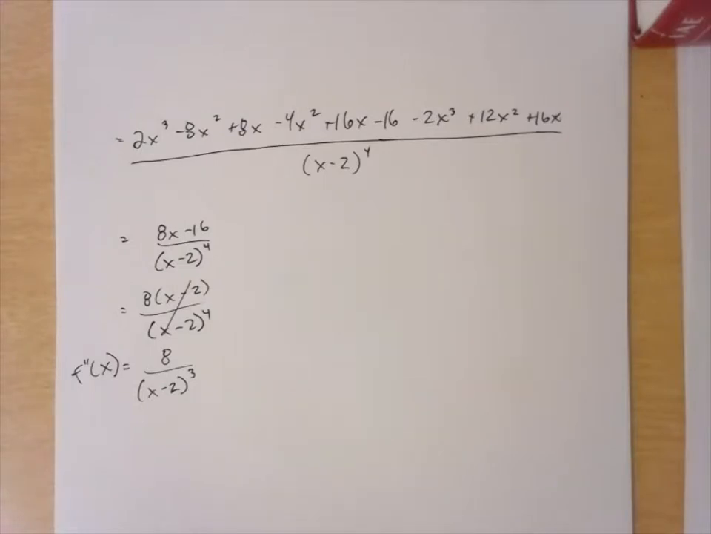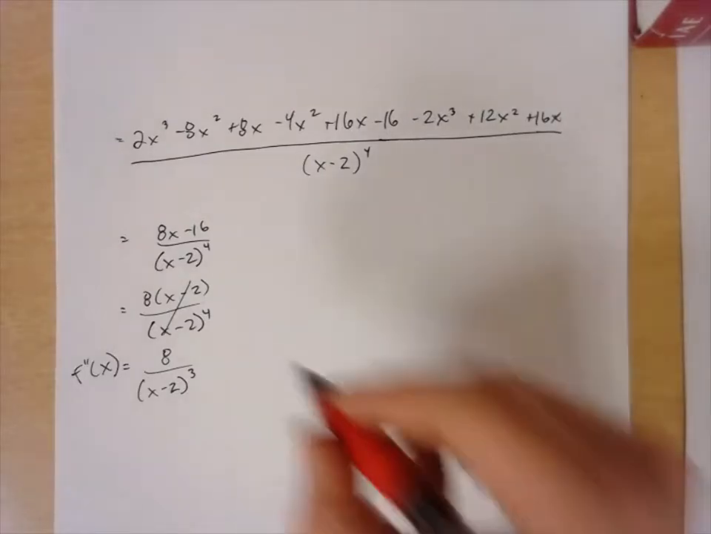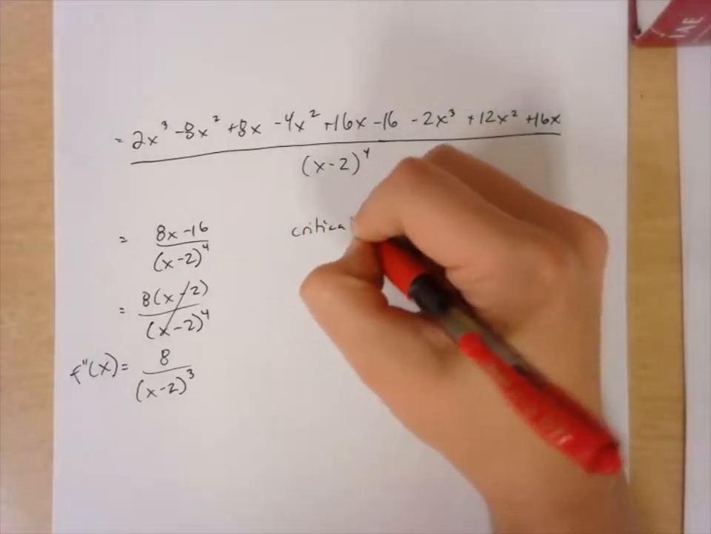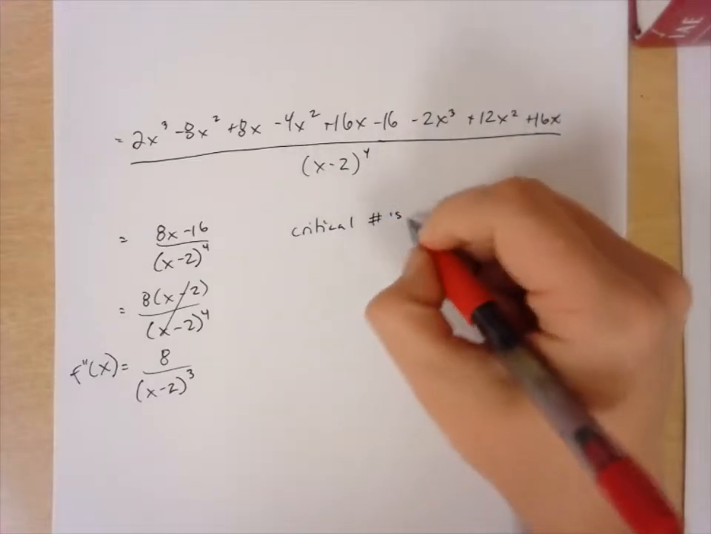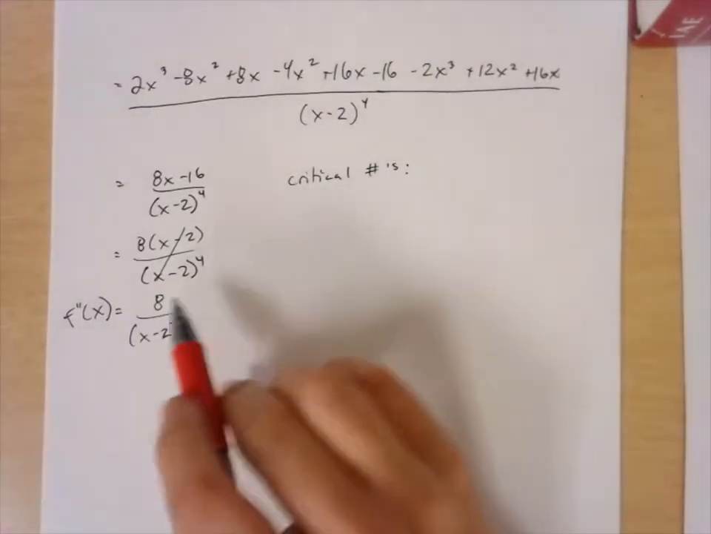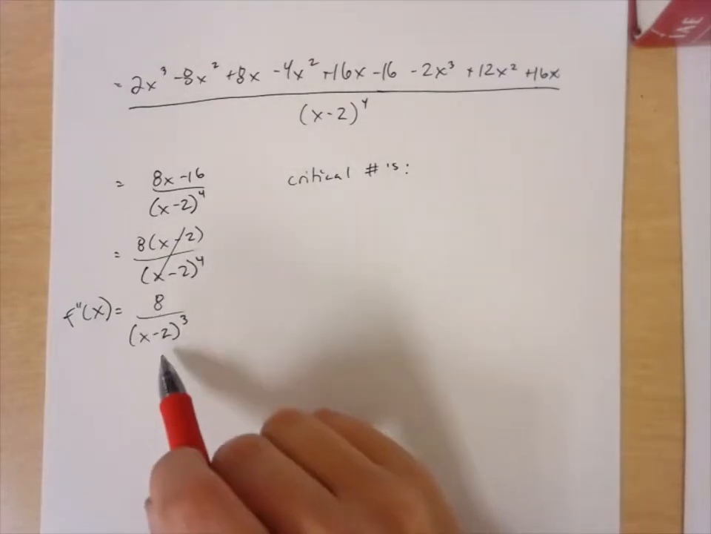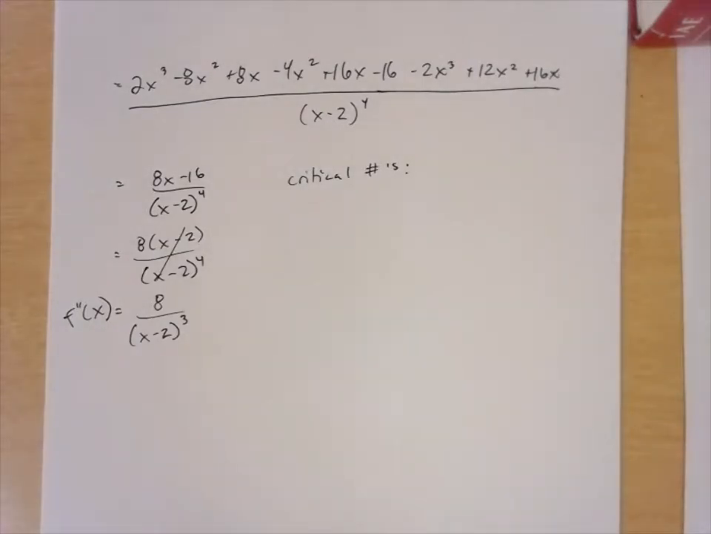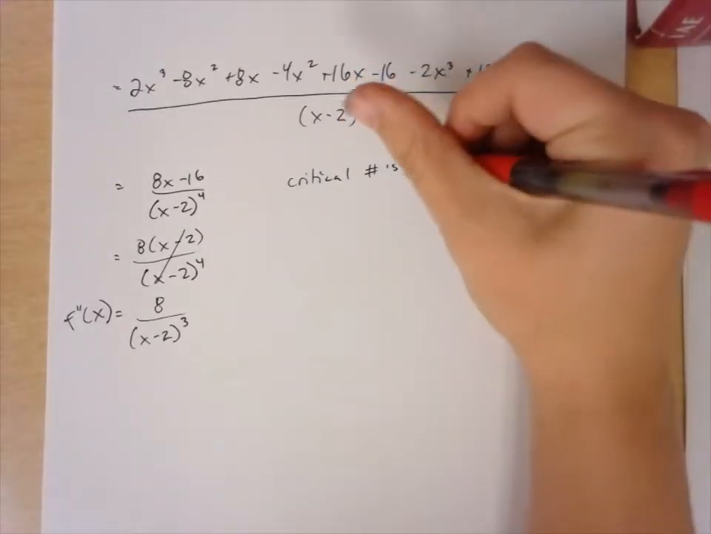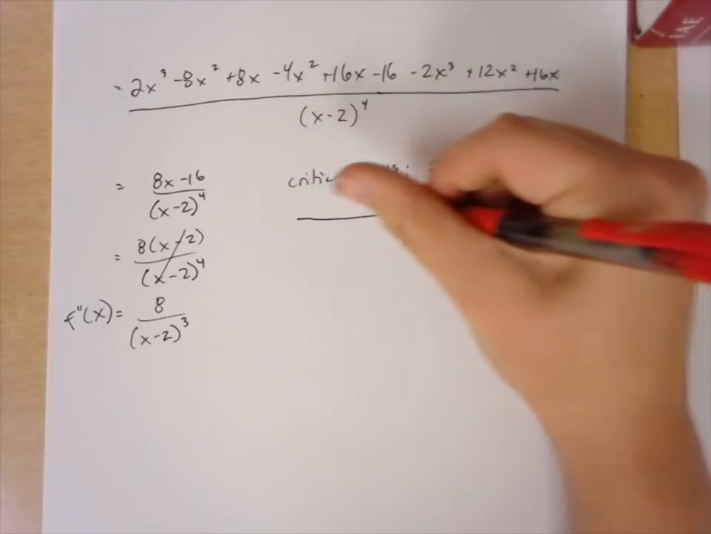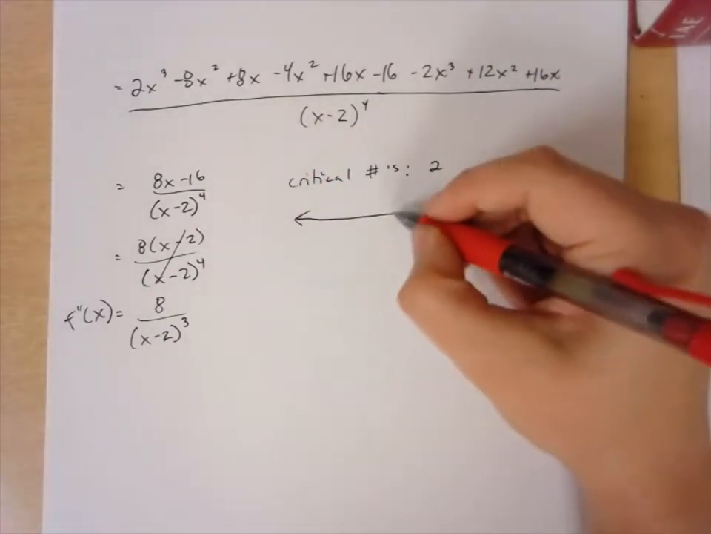Alrighty, so here's what we're going to do next. We are going to look at our critical numbers from our second derivative, and then we're going to do the second derivative test. So critical numbers, clearly on the top I can't really make this 0, it's just a constant 8, so that's not going to work. But on the bottom, check it out, I have a critical number 2. 2 would make the bottom of this fraction 0. So I'm going to throw the 2 right here as a critical number, and then I'm going to do my number line, and I'm going to throw a 2 there.